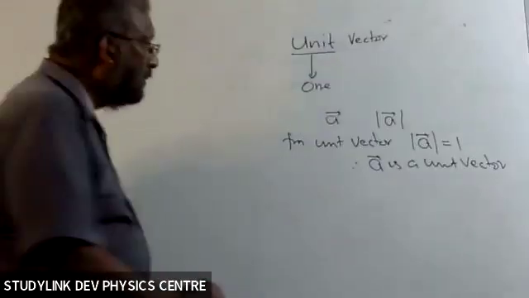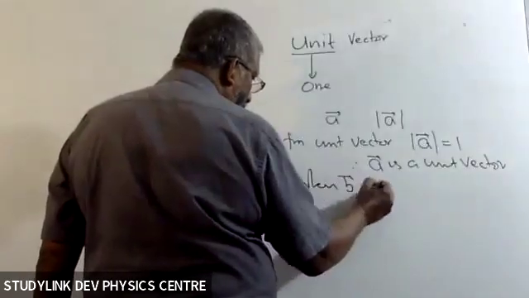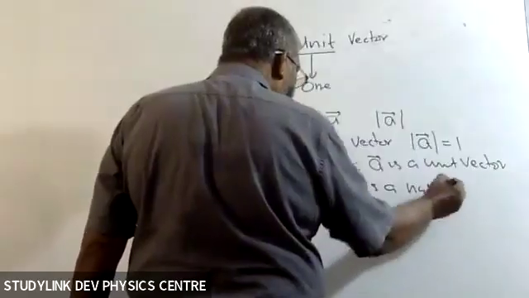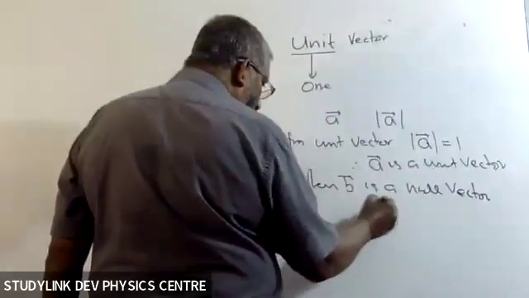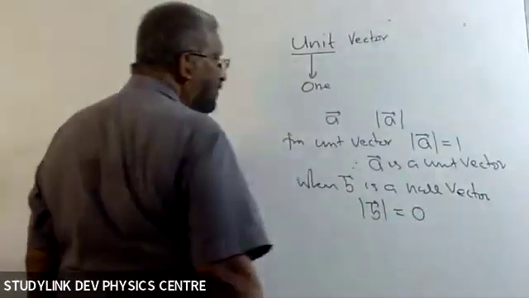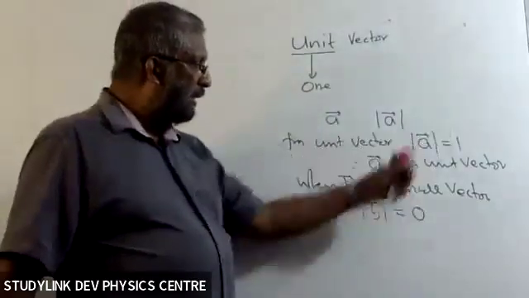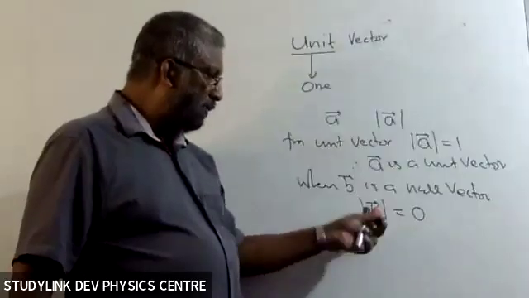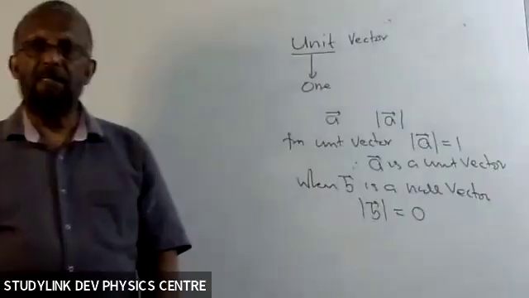When B is a null vector, then the modulus of B, that means the value, is 0. No vector sign here, the value. Two lines are drawn, it is called modulus. Modulus means magnitude. Magnitude is 0. That's for a null vector.